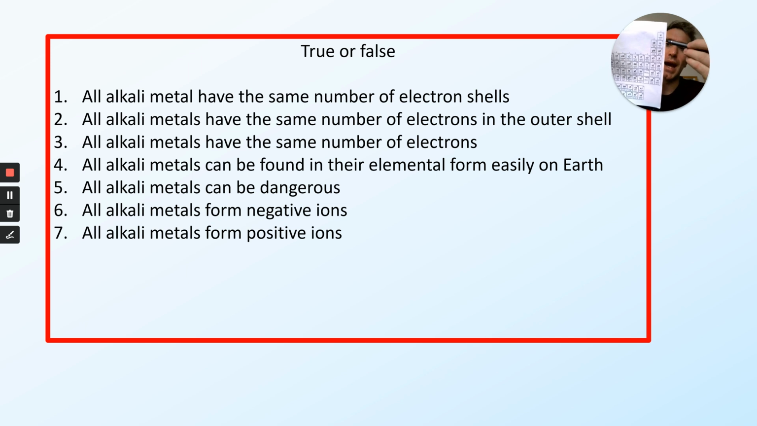Remember, atoms have the same number of electrons as they do protons. This one has 3, this one has 11, this one has 19, this one has 37. So no, that is not true.